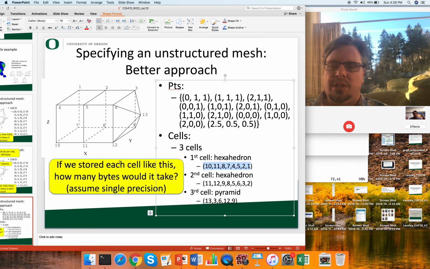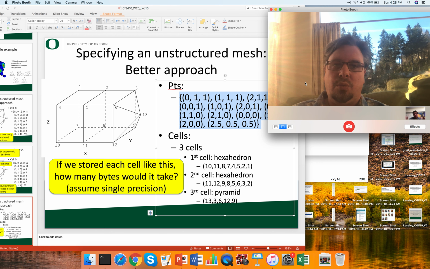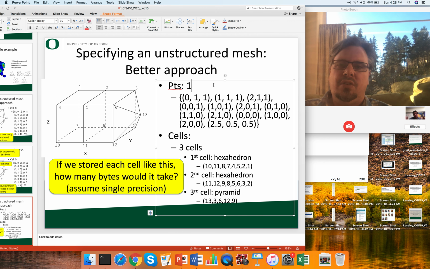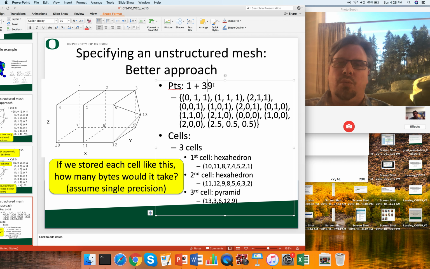So it says if we stored each cell like this, how many bytes would it take? So I'm getting a better idea here of what I'm looking for in this slide. We're going to need 1 int to say how many points there are, and another int to say how many cells there are. And then here we're going to need to store 39 values for the 13 vertices times 3 for xyz for each. So for the points we need 1 int to say how many points, and 39 floats.